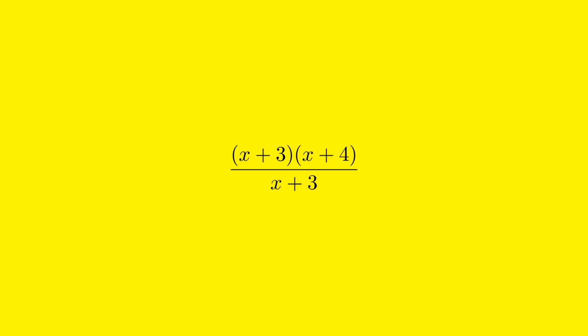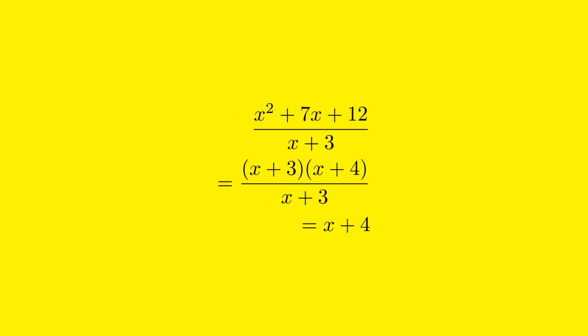These numbers are 3 and 4. Therefore, we can rewrite the quadratic expression as (x plus 3) times (x plus 4). The expression now looks like (x plus 3) times (x plus 4), all divided by (x plus 3).